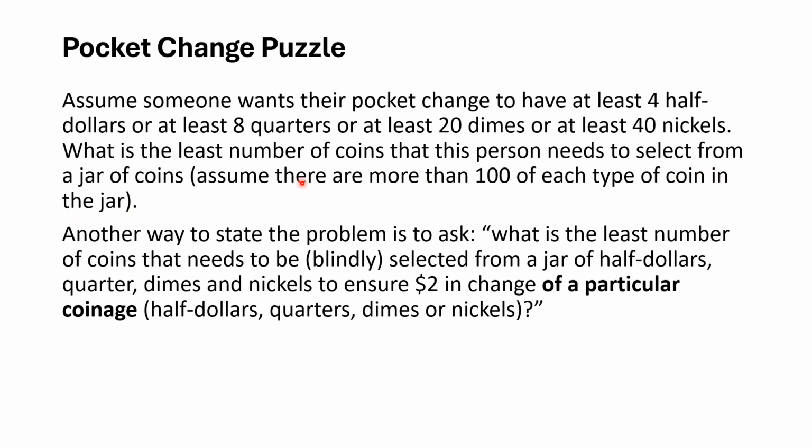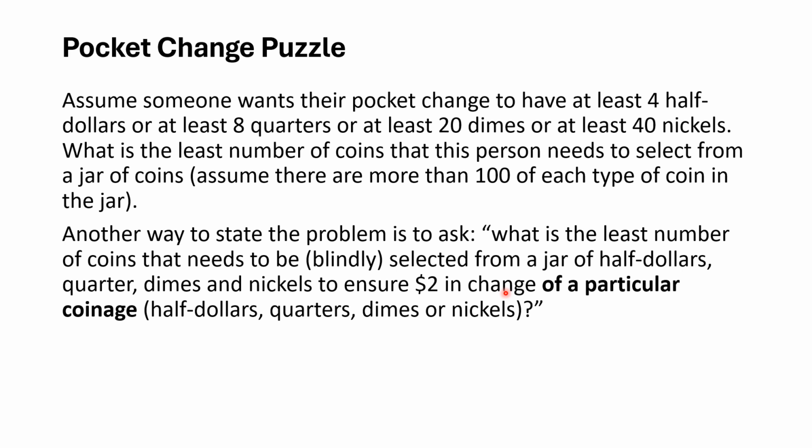So in other words, you're not going to run out of coins, and again, this is a blind selection, and you want to get at least $2, as I restated it down here. What is the least number of coins that needs to be blindly selected from a jar of half dollars, quarters, dimes, and nickels to ensure $2 in change of a particular coinage? So in other words, half dollars, quarters, dimes, and nickels.